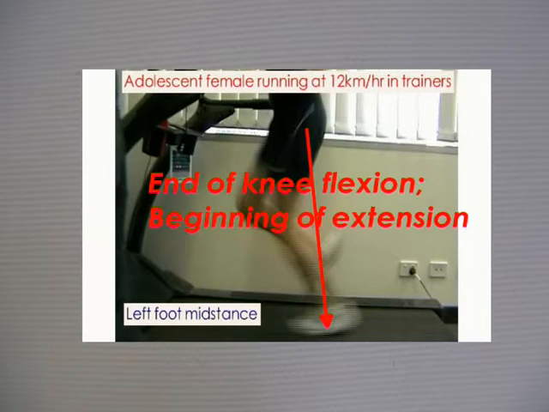Knee flexion occurs until the hip is roughly over the ankle. Knee extension then proceeds until toe off. The function of the mid-support phase is the maintenance of forward momentum, support of body weight, and storage of elastic energy.